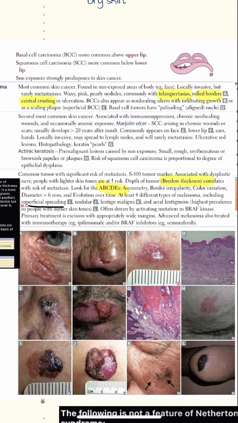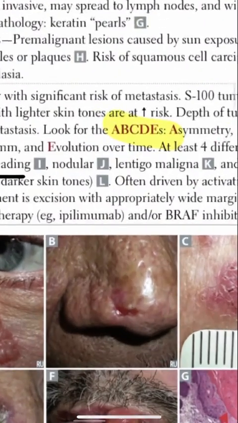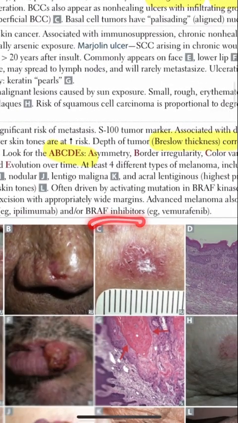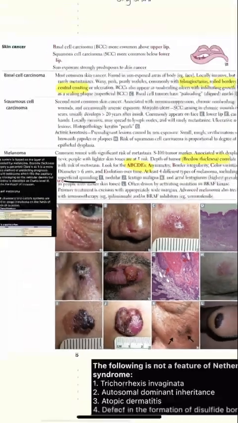Third is lentigo maligna and acral lentiginous, which has the highest prevalence in people with darker skin tones. This is often driven by activating mutations in BRAF kinase. Primary treatment is excision with appropriately wide margins, and advanced melanoma is also treated with immunotherapy like ipilimumab and/or BRAF inhibitors like vemurafenib.